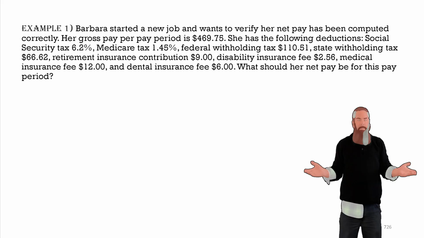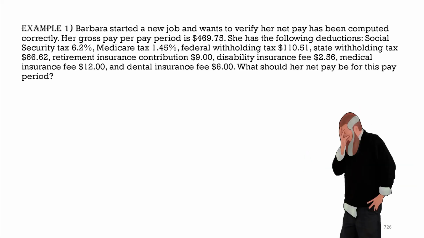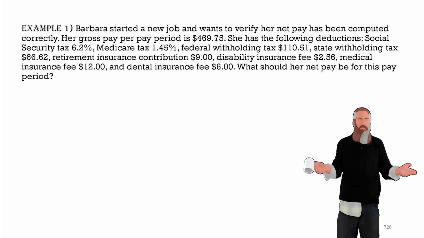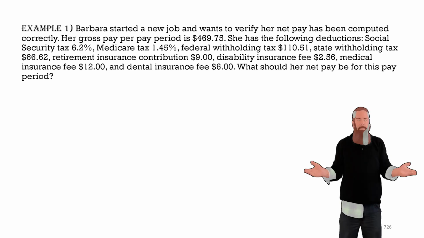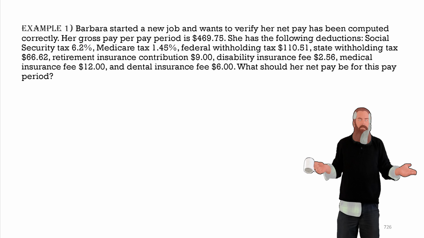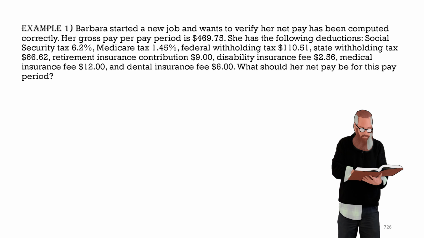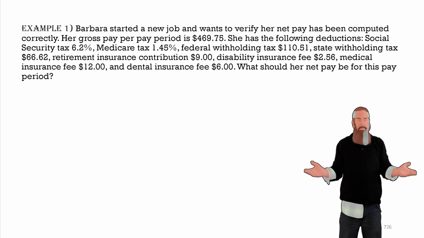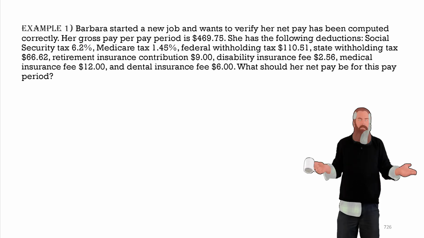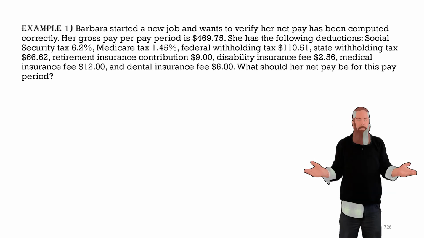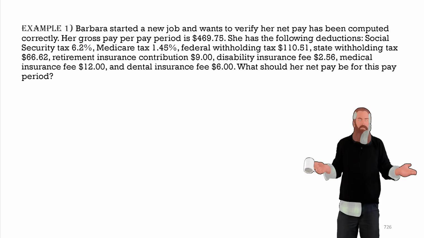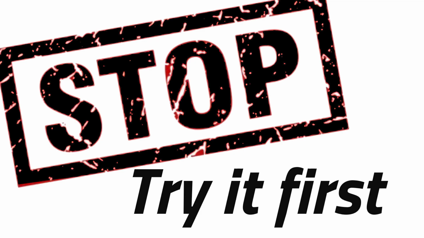Barbara started a new job and wants to verify that her net pay has been computed correctly. Her gross pay per pay period is $469.75. She has the following deductions: Social Security tax at 6.2%, Medicare tax at 1.45%, federal withholding tax of $110.51, state withholding tax $66.62, and a retirement insurance contribution of $9, disability insurance fee of $2.56, Medicare insurance fee of $12, and a dental insurance fee of $6. What should her net pay be for this pay period?